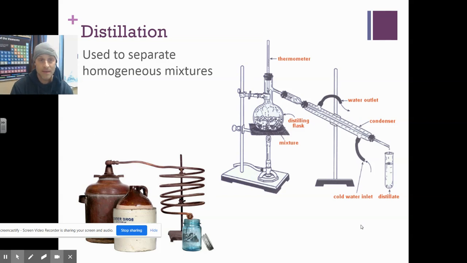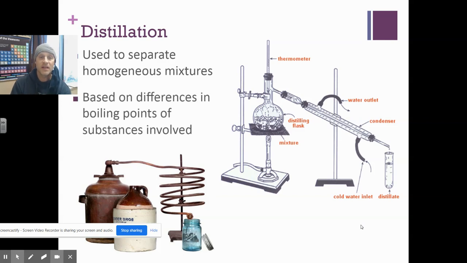It all looks the same. So this one, you're looking at the different boiling points of substances that are involved. For example, if you're making alcohol, in there inevitably is water, but in there is also alcohol. Now, alcohol boils at a much lower temperature.